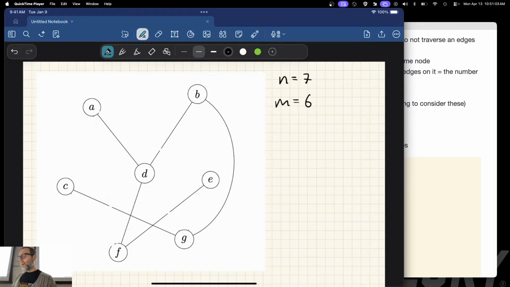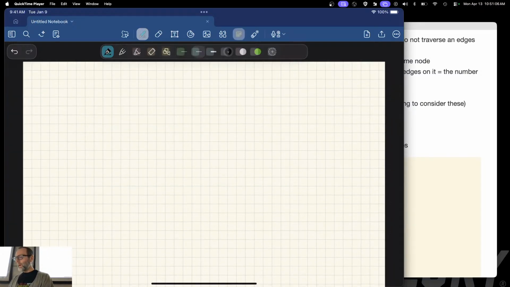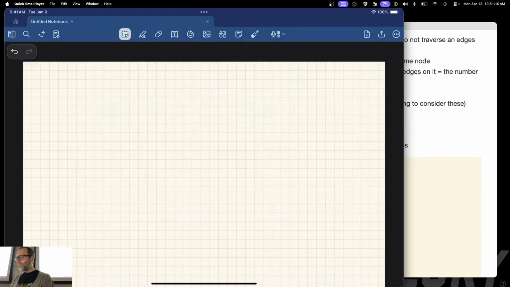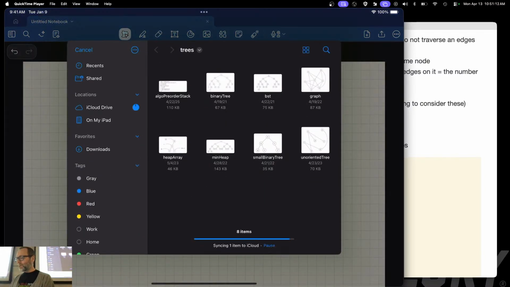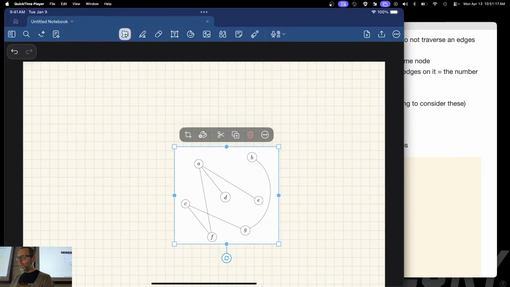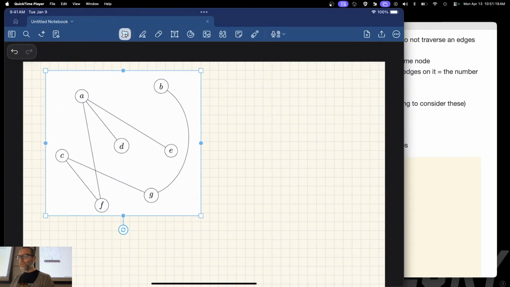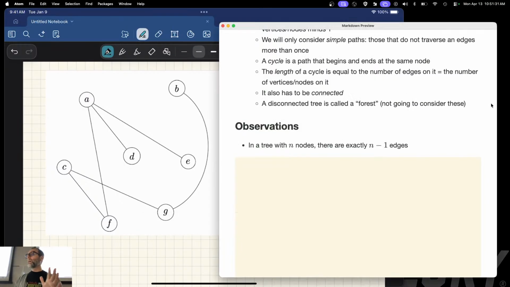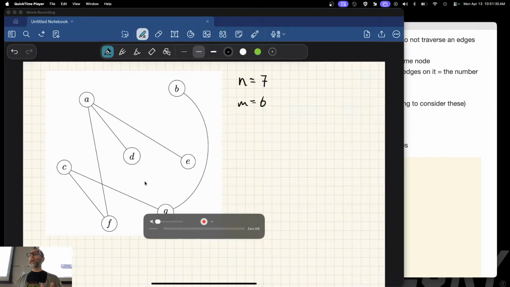All right. Let's look at another one. Here is the same graph, but edges have been removed in a different way. Here is an actual tree. Where is it? There, unoriented tree. There we go. There's the same graph, but I removed edges in a different way. And again, if you count these up, the number of vertices is going to be 7, and the number of edges is going to be 6. That goes back to what I just said, that in a tree with n nodes, there are exactly n minus 1 edges. Can there be fewer?